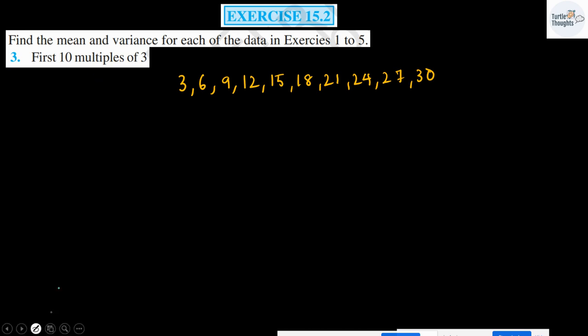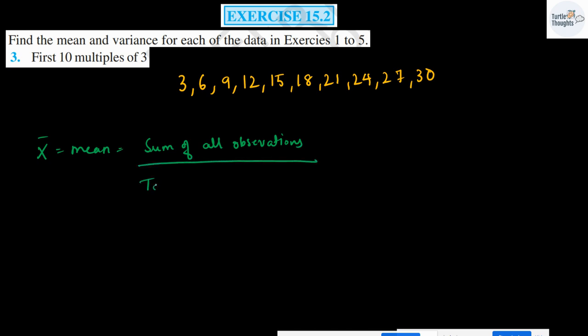I will be finding out the mean first. X bar, which is going to be the mean, is going to be the sum of all observations divided by the total number of observations.